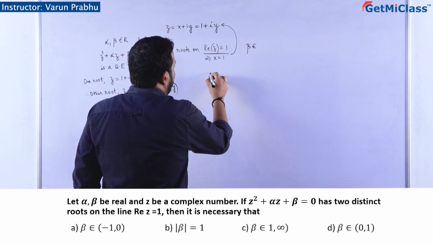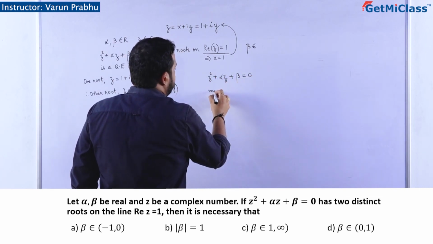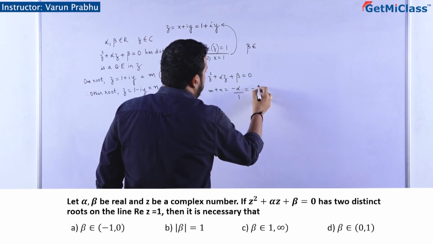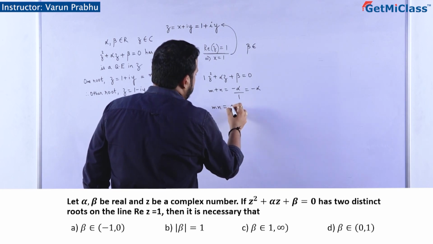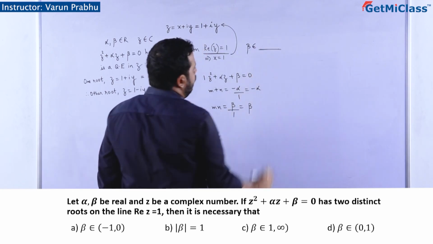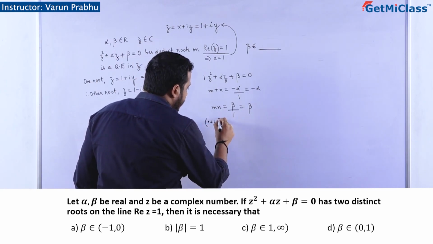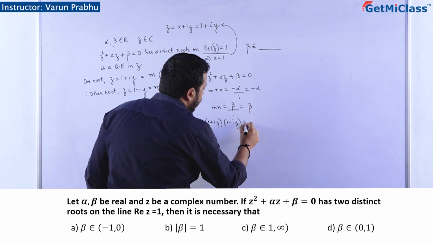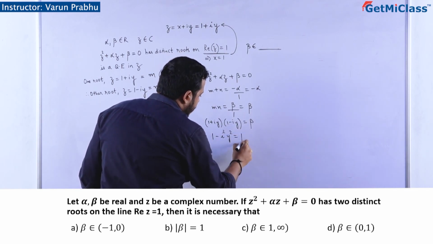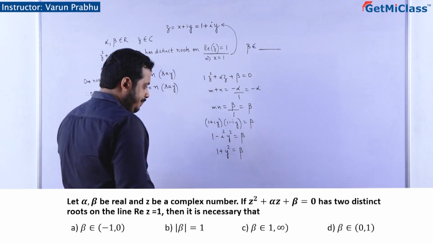Now z square plus alpha z plus beta is equal to 0. Sum of roots is equal to minus alpha divided by 1, that is minus alpha. Product of roots is beta by 1, that is beta. The question is asking what beta belongs to, which means the answer is here only. So I can write (1 plus iy) into (1 minus iy) equal to beta. So 1 minus i square y square is equal to beta. So 1 plus y square should be equal to beta.